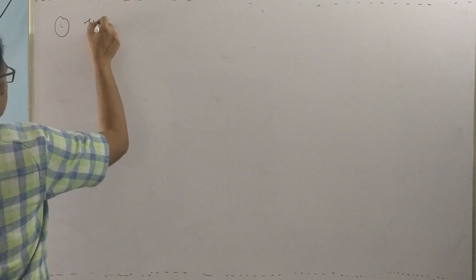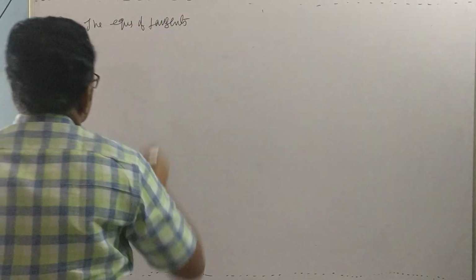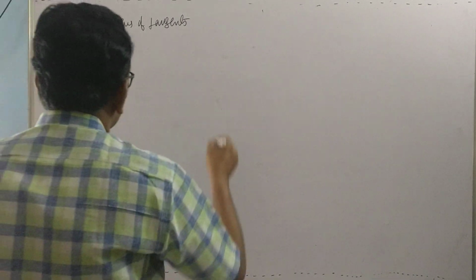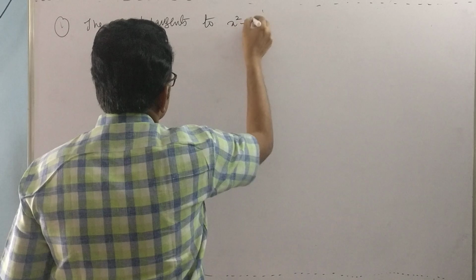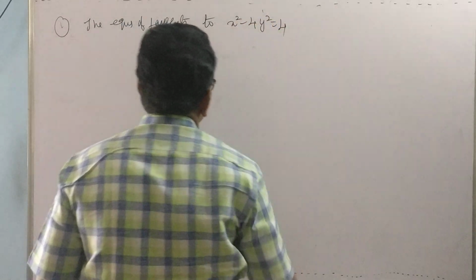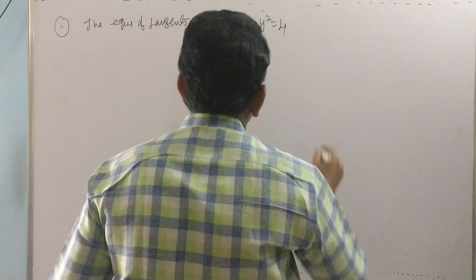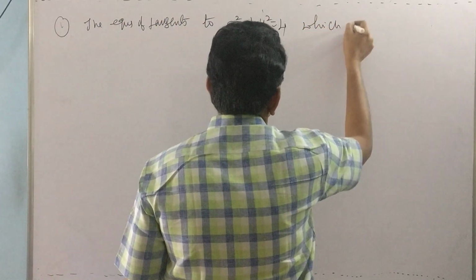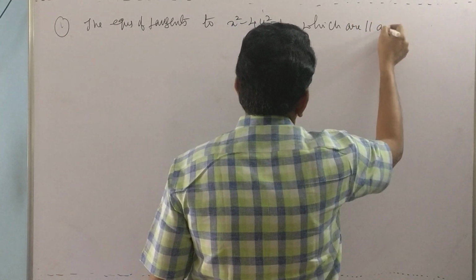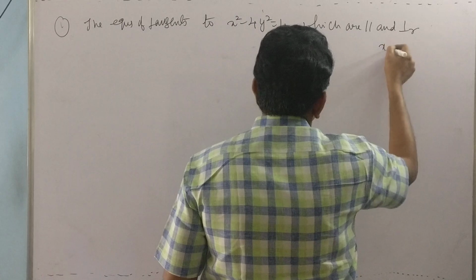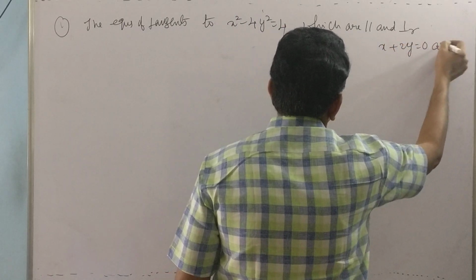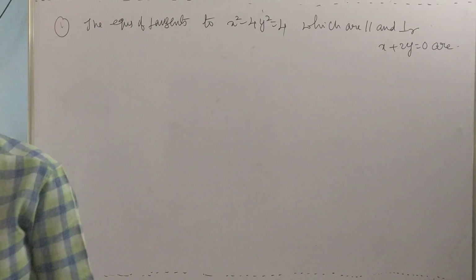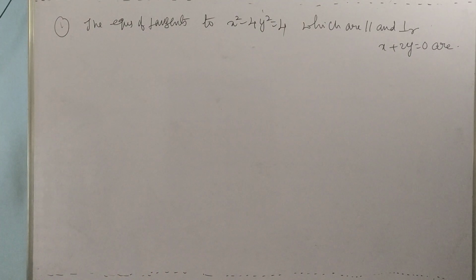Next one, the equations of tangents to the hyperbola x square minus 4y square equal to 4, which are parallel and perpendicular to x plus 2y equal to 0 are. Equations of tangents.